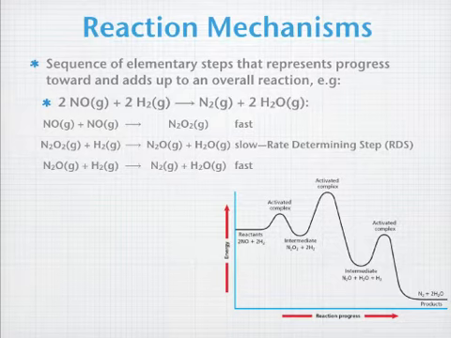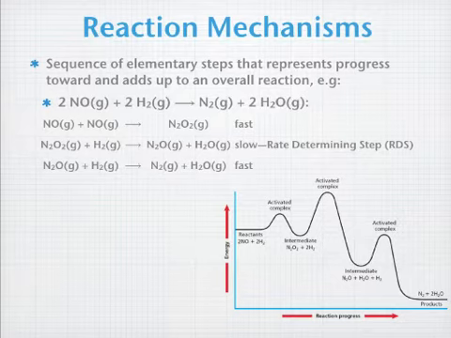So for example, I've got this reaction of 2 NO gas plus 2 hydrogen gas producing nitrogen gas and 2 water molecules. The proposed mechanism says that in the first step, 2 NO molecules will react to form N2O2, and that will be a fast step. Then the N2O2 will react with one of the hydrogen molecules to produce N2O gas and one of the H2O gas molecule products. This is going to be the slow step, which we're going to introduce as the rate determining step. Finally, the N2O that was produced in the second reaction will react with the second hydrogen gas to produce nitrogen gas and the second water molecule.